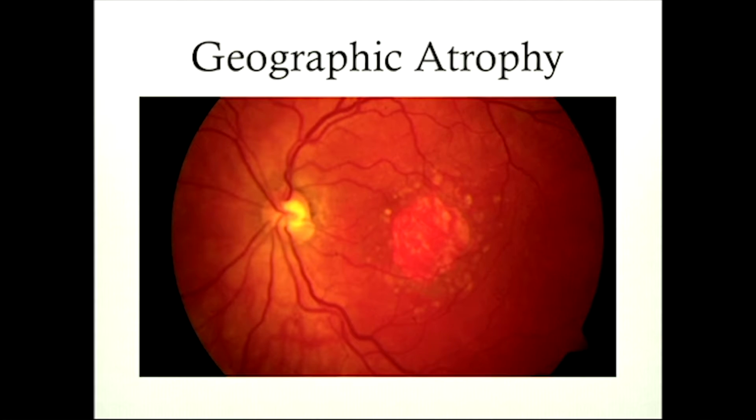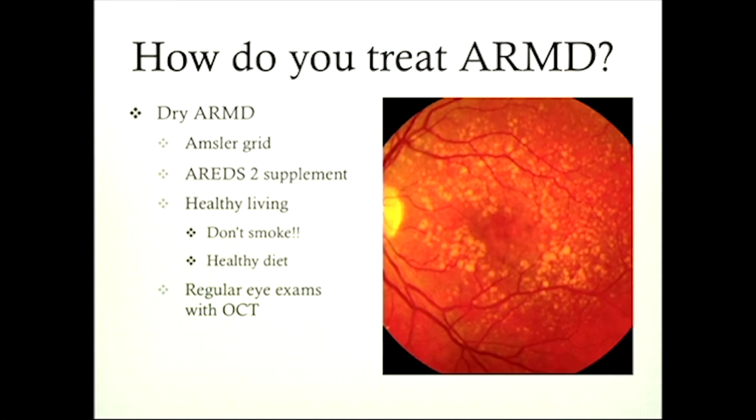So the end stage of dry macular degeneration, which again is the part we don't have very much we can do for, is this. It's called geographic atrophy. It's basically where it's wasted away enough that it's just gone. And this is unfortunate. We don't have very much we can do for this right now. We're working on it, but we don't have very much we can do for it. The good news is it goes really, really slowly, and most people with dry macular degeneration do not end up in endgame geographic atrophy. So how do you treat it?